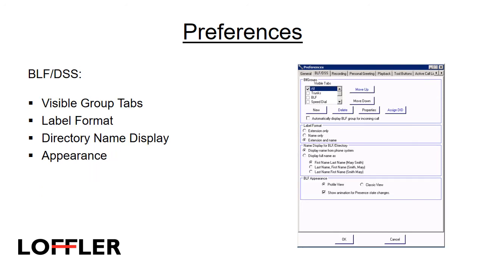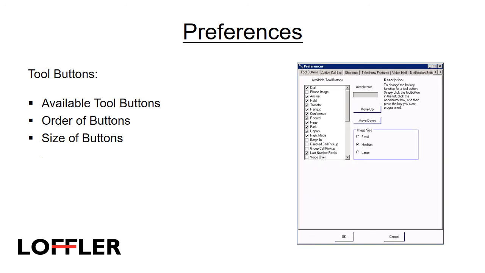In the BLF/DSS tab, you can change the visible group tabs, which affects your directory, label format, directory name display, and appearance. Another useful tab is the Tool Buttons tab. In this tab, you can change the available tool buttons, the order of the tool buttons, and the size of the buttons themselves.